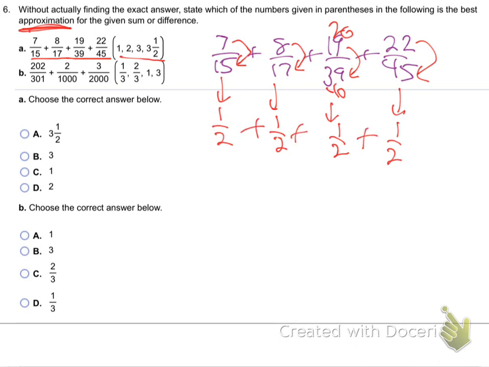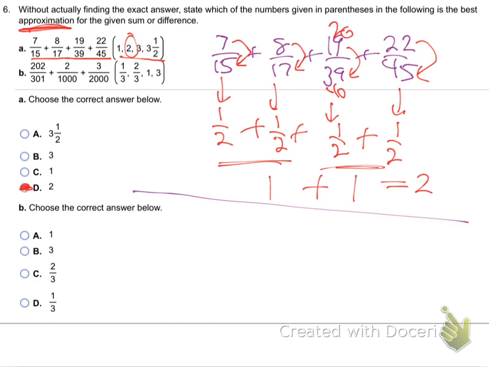Approximately, right? So if you add up a half and a half, you get a whole, and a half, you get a whole, and one is 2. The answer is 2. These are very close to 2. See how we can figure that out without figuring out the exact answer? We know it's super close to 2.